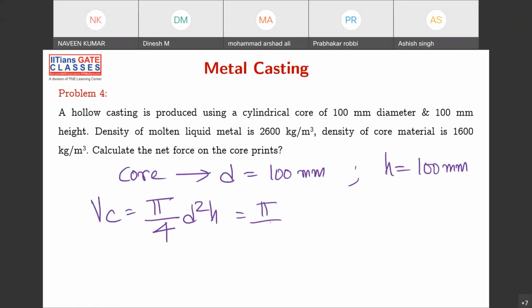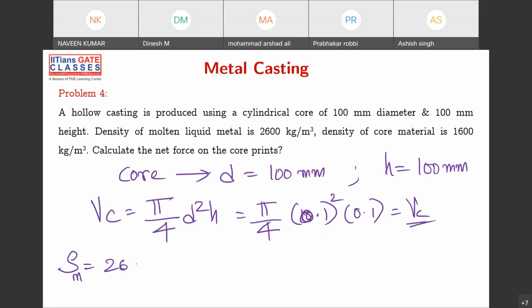So then you do some calculation: pi by 4 into 100, or you can say 0.1, because this is mm, 0.1 square into 0.1, you get some value. So you got the volume of the core. Now the density of liquid metal, rho m, is 2600 kg per meter cube, and density of core is 1600 kg per meter cube, right?